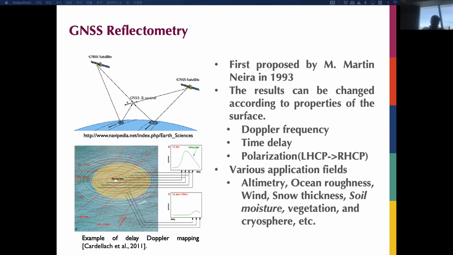Using this method, we can apply it in various fields. One famous example is altimetry, which calculates the height of a mountain or other places on land, and also ocean roughness, and then we can get wind and snow thickness. But in this project, in this talk, and in my research, we are focusing on soil moisture.